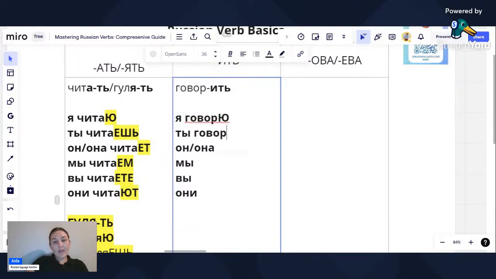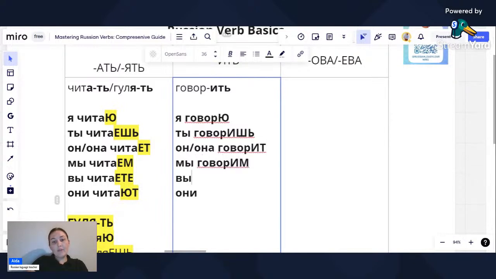Please pay attention that when we talk about the second group, we need to use и in the ending. So, ишь. Ты говоришь. Compare. Here we use ending ишь. And here, when we talk about the verbs of the first group, we use ending ешь. Okay? So, ты говоришь, but ты читаешь.